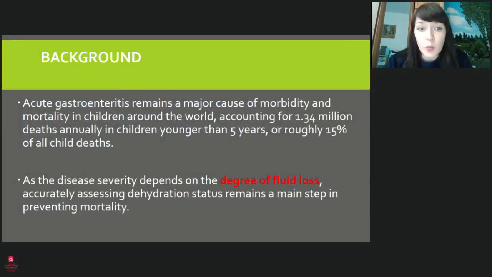Acute gastroenteritis remains a major cause of morbidity and mortality in children around the world, accounting for 1.34 million deaths annually in children younger than 5 years, or roughly 15% of all child deaths. As the disease severity depends on the degree of fluid loss, accurately assessing dehydration status remains a main step in preventing mortality.